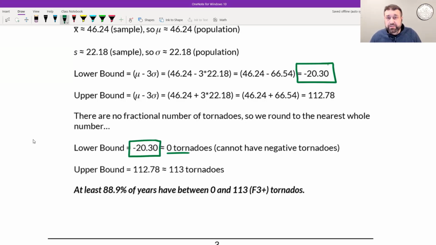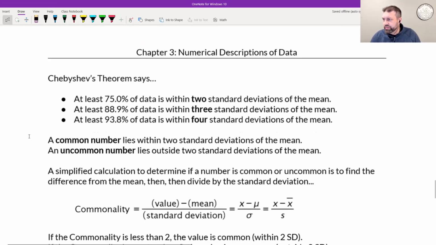Okay. And this again is a situation where the mathematics doesn't translate really well to the real world. And so even though mathematically there's -20 tornadoes, in real life, we can't have -20 tornadoes. So we got to say 0. Okay. So just wanted to point that out.